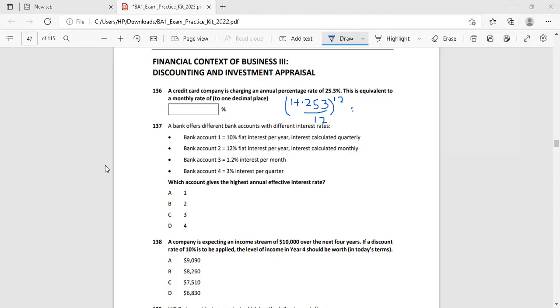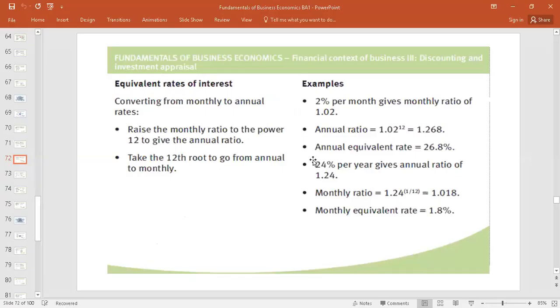What's your calculation? Ma'am, I'm trying, but I didn't get the amount you said. It's 1 plus 25.3% divided by 12, so 0.253 divided by 12, whole to the power of 12. That's the logic when we look for the annual interest rate. For the bracket, we'll be getting 1.021 something, whole to the power of 12, and then 1 is deducted.